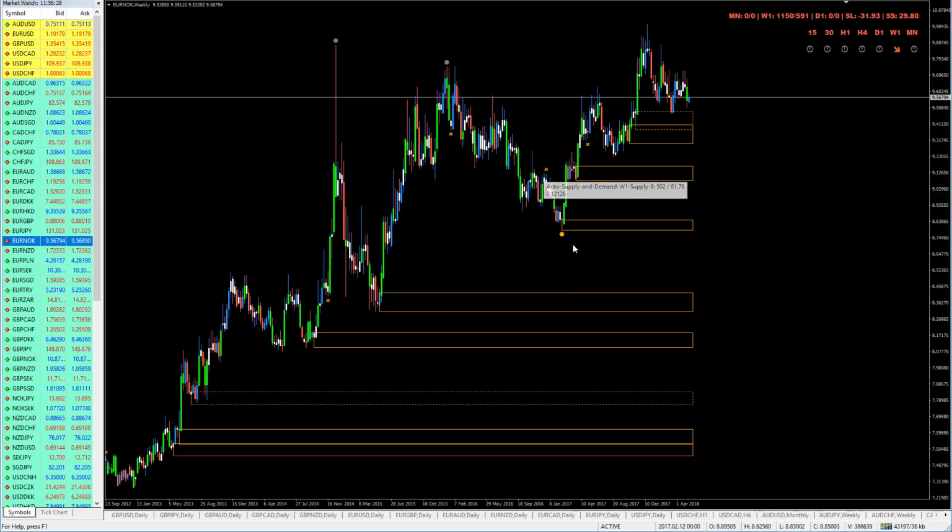Price had this one here, moved down here. Price accumulated just above it, moved higher. We had this one here, tested. This one here, price went up, tested it, moved higher. Another one here, tested it. And so you can see that the majority of these ones are going to work out.